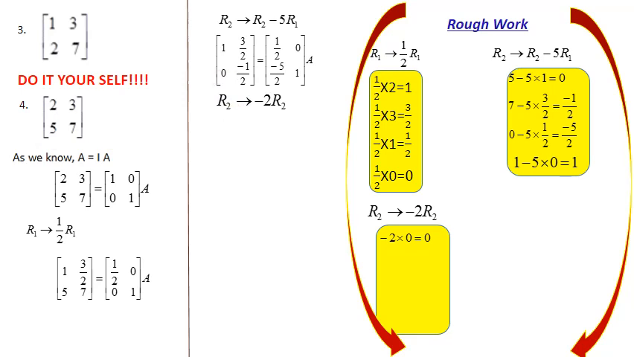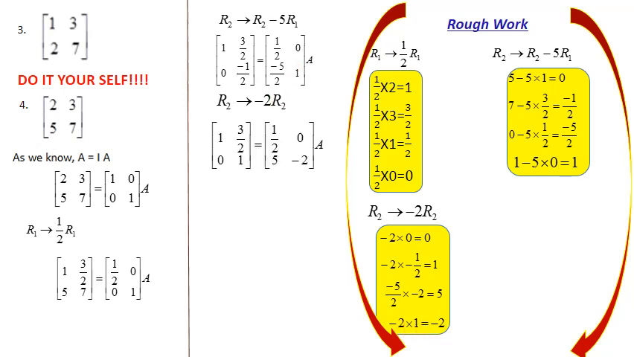Minus 2 into 0, it is 0. Next one is minus 2 into minus 1 by 2, that is 1. Next, move on to minus 2 into minus 5 by 2. Here minus 5 by 2 into 2, that is 5. Next is minus 2 into 1. Here it is minus 2 into 1, that is equal to minus 2.